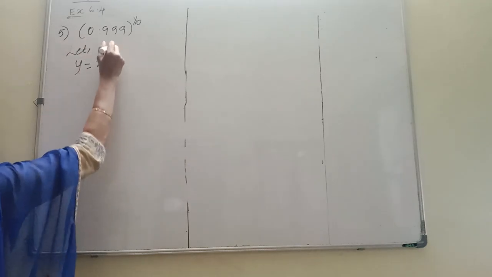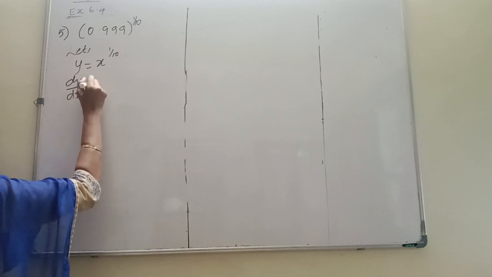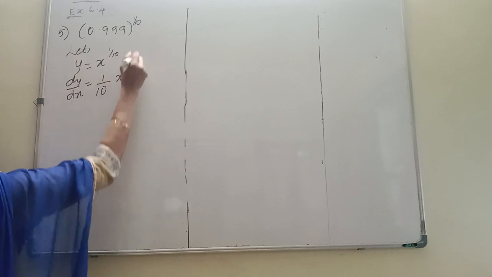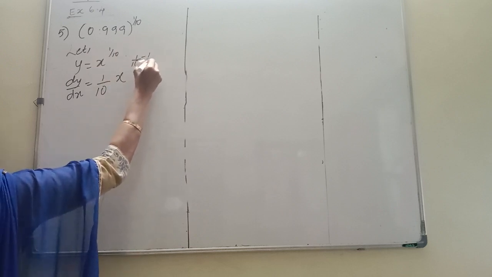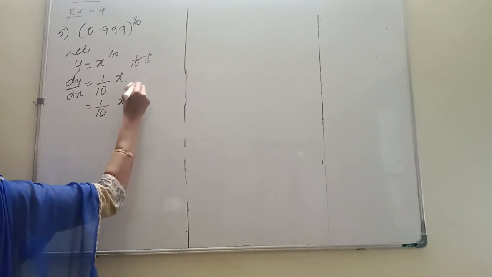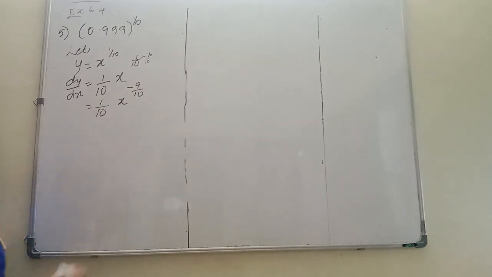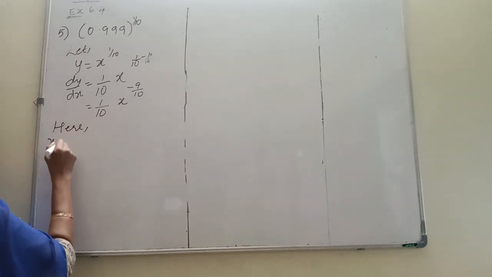Let y be x raised to 1 by 10. So our dy by dx is going to be 1 by 10 x raised to 1 by 10 minus 1. When we equalize the denominators, it will be 1 by 10 x raised to minus 9 by 10. Now, about x plus delta x and all, that also you can do easily.